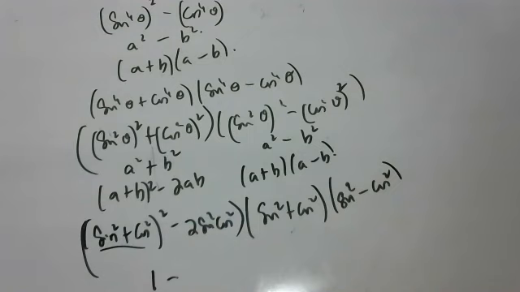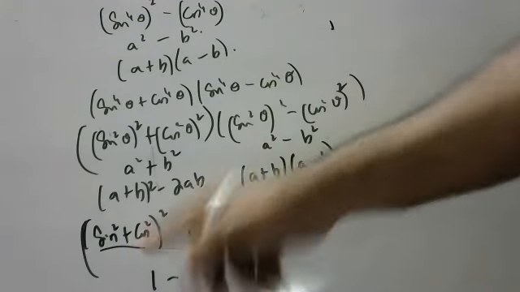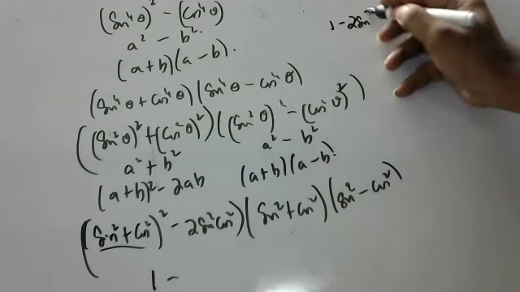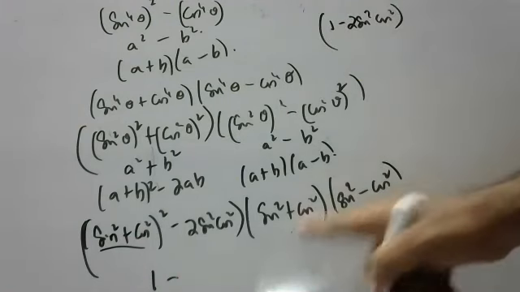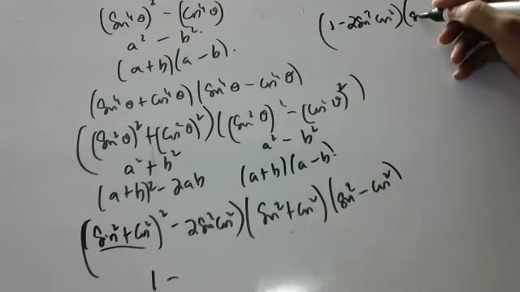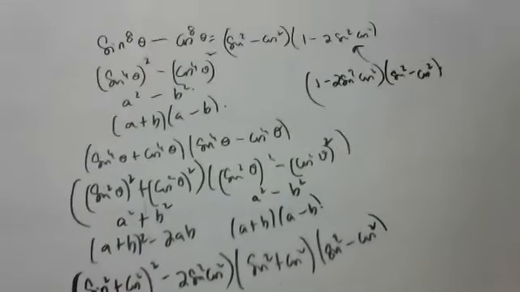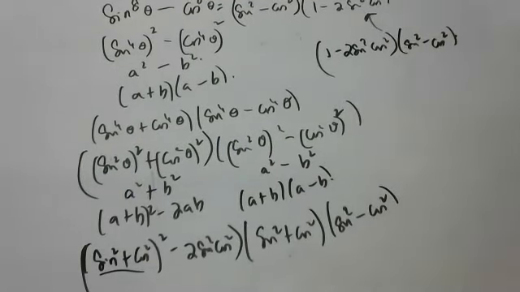I will write here, children. This is 1, minus 2 sine square cos square. This is also 1, and that into sine square minus cos square. Hence proved, that's all. That's only what they asked indirectly. We have completed the sum.